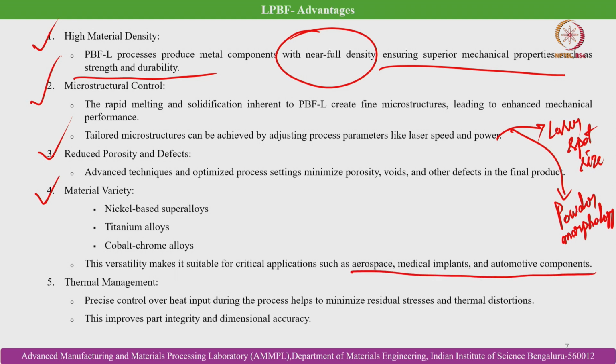Number 5 is thermal management. Precise control over heat input during the process helps to minimize residual stresses and thermal distortions. Like we have discussed in detail about residual stress and thermal distortion when we discussed welding, and also in the process modeling module of welding.